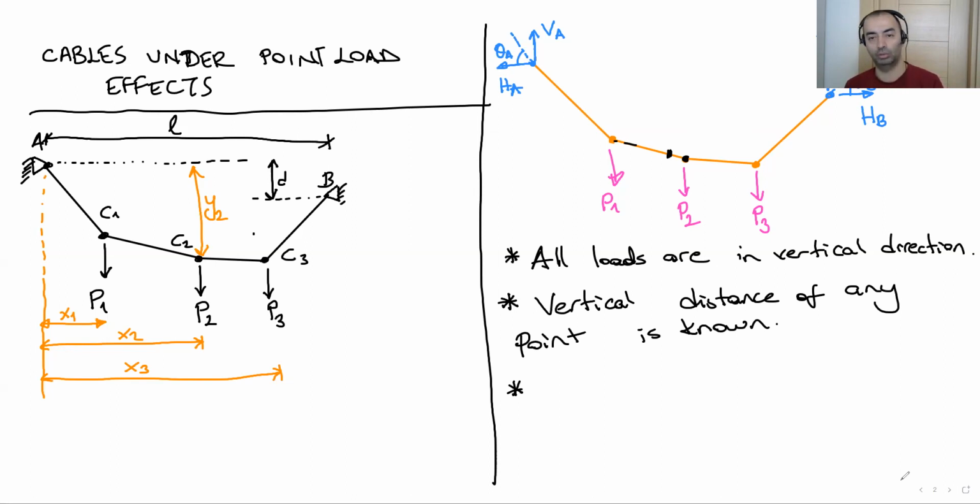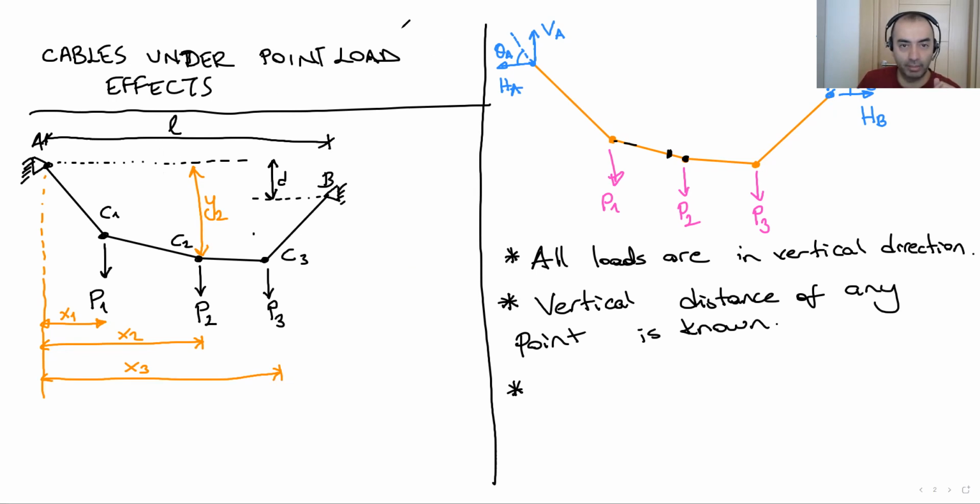But here, what we have is 4 unknowns, but 3 equations from the equilibrium. Okay, we need to find one more equation to solve the problem. Okay, one more equation. Let me write. Okay. Right here.